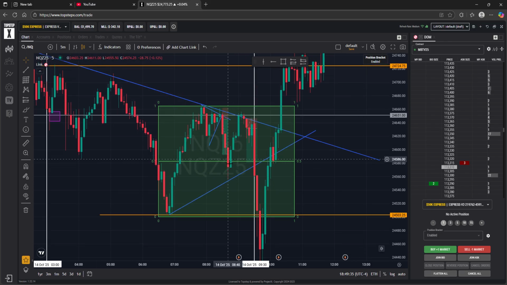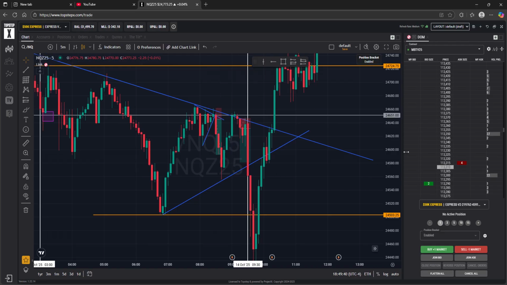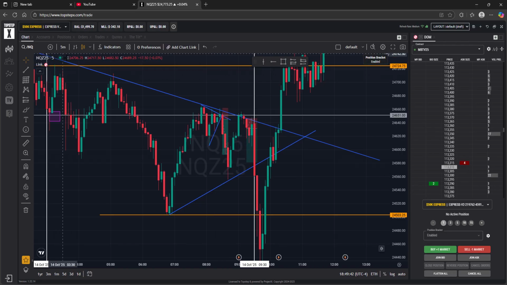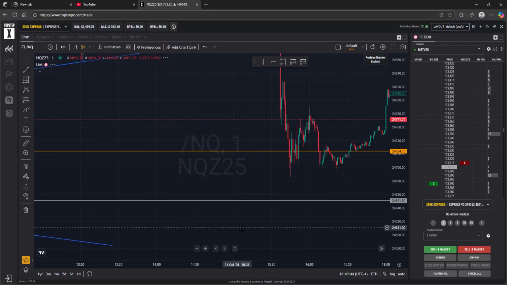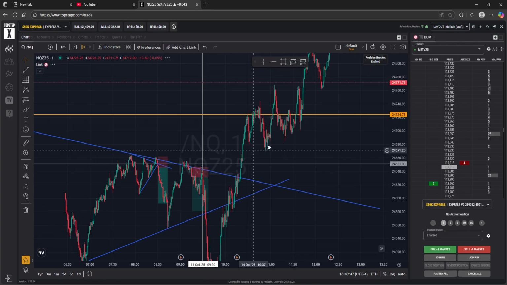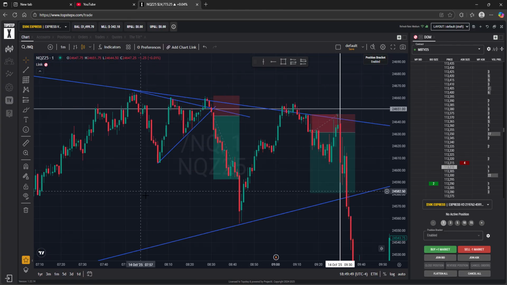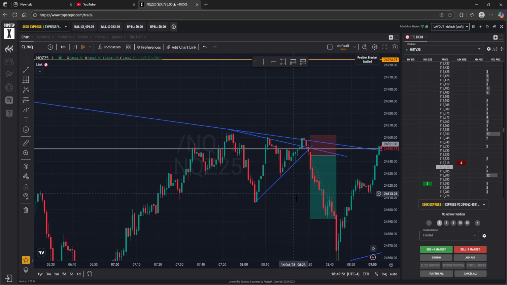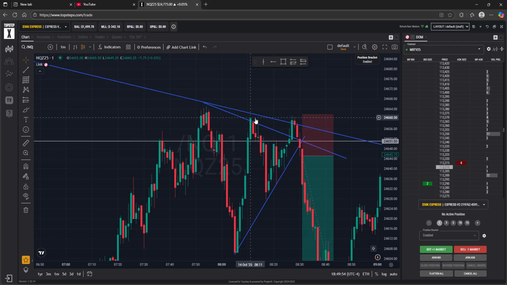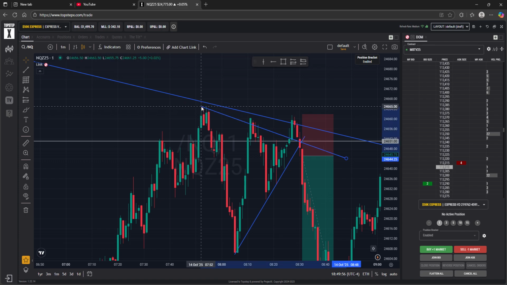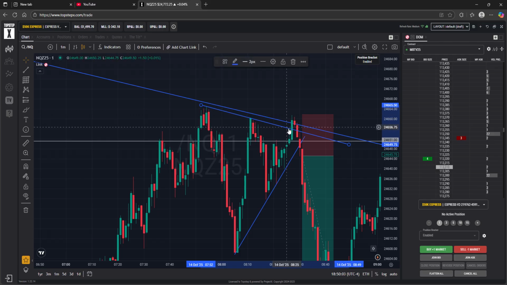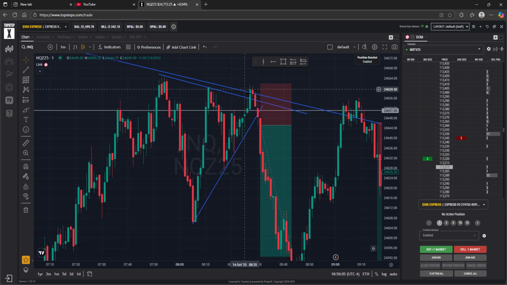I would have liked to wait for this, but then I saw this consolidation right here on this level, and I went to the lower time frame. And I saw, like I said, that consolidation right there, and then I saw a little bit of a breaker structure right here. Like it broke this level, but then I saw it going down, and we inverted.